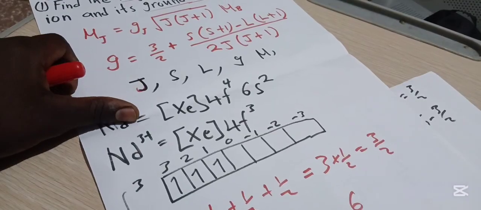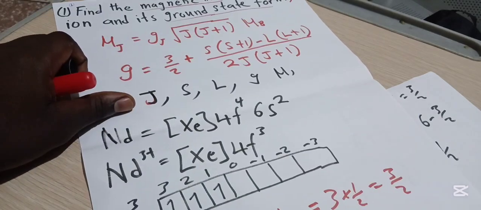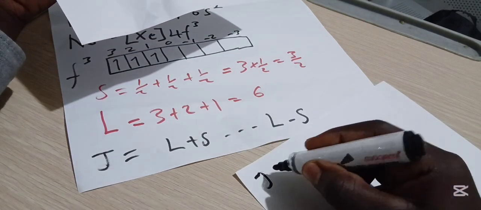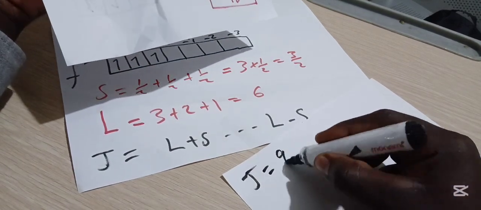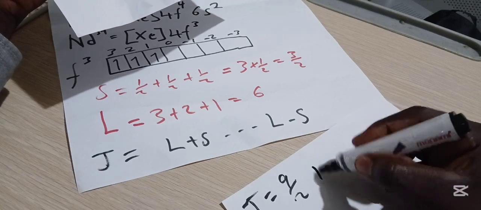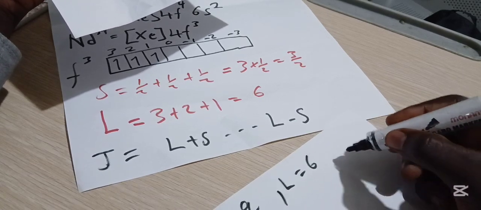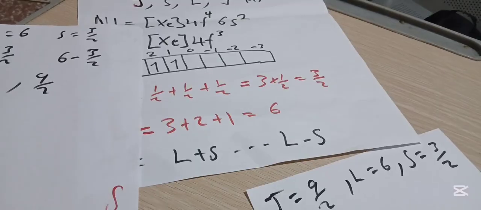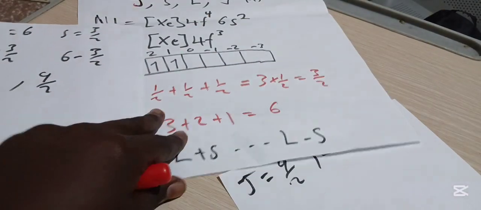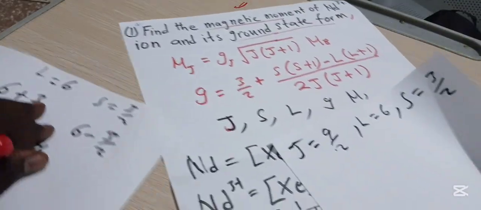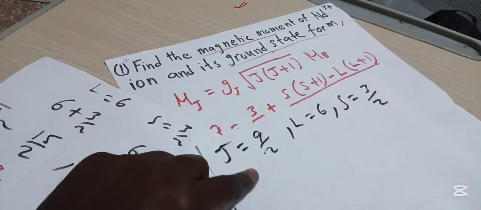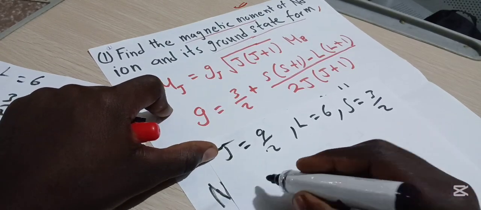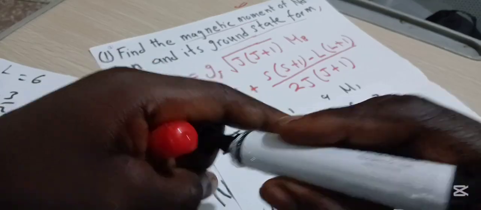Since we've gotten our J value, we can go ahead and calculate for our g. Let me transfer the work here. So we now have our J value to be 9/2, our L value to be 6, and our S value to be 3/2. So we can go ahead and calculate for our g. And the formula for our g is here. g equals 3/2, 3/2. So g, let me write this in.